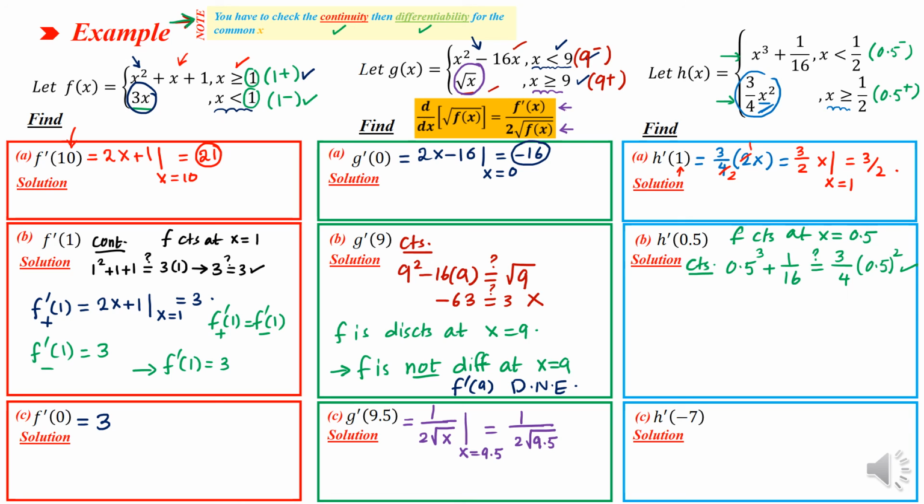So now you have to check the differentiability, and you have to find h prime of 0.5 from the right. So you have to differentiate this function again, and the first derivative is 3 over 2 times x here. You have to replace x equal to 1 over 2 or half, and you will get 3 over 2 multiplied by 1 over 2, and this gives us 3 over 4. So this is the derivative of the function h.